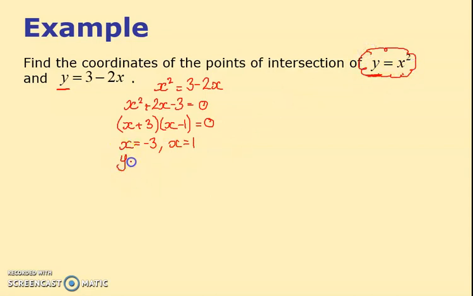So if I want y, it's minus 3 squared, because it says y equals x squared. 9. And if I do this one, y equals x squared again, that's 1. Notice it wants a coordinate, so I'm going to write them as coordinates. Minus 3, 9. That's my first pairing, these two. And my second pairing is there, 1, 1. I think they are my answers.